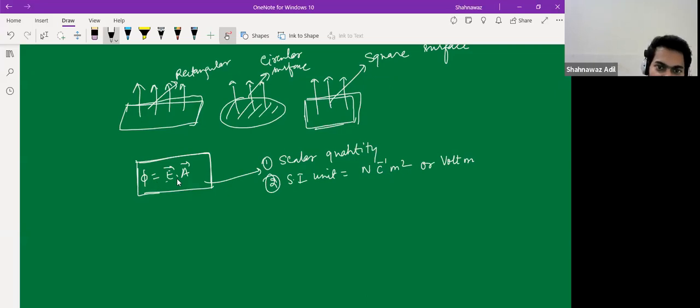So this is due to this plane surface. Okay. But what happens when you have a curved surface? So can you guys give an example of a curved surface?